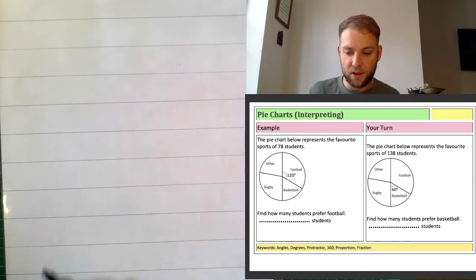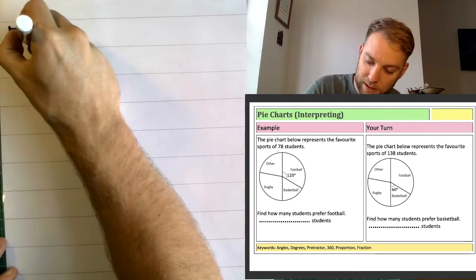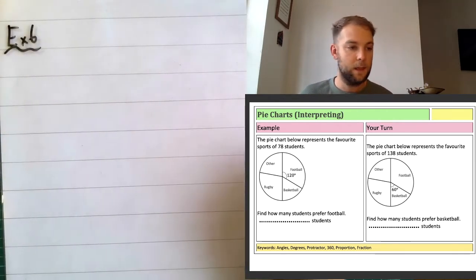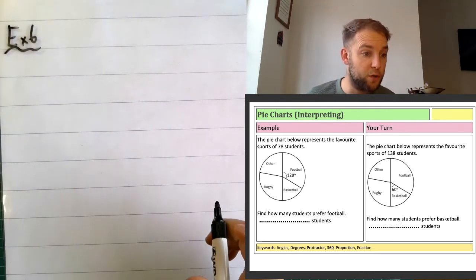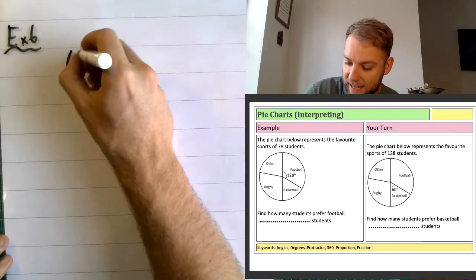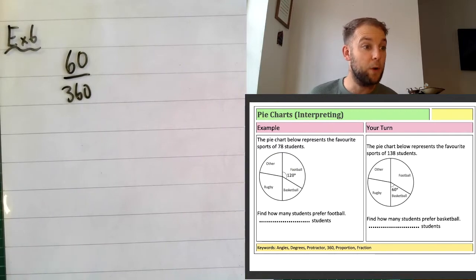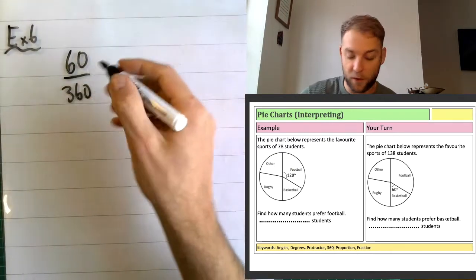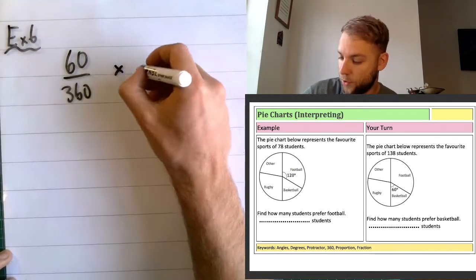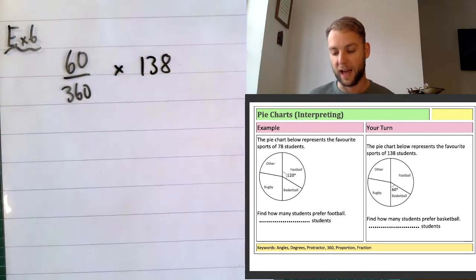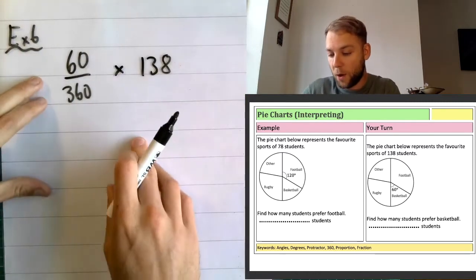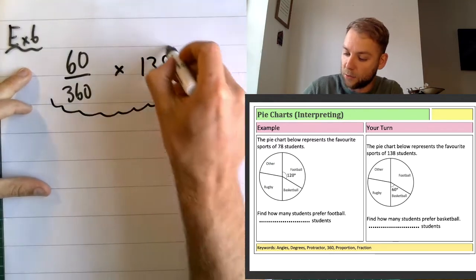Okay, let's have a go at it together. This one here is example 6. So with this one, the proportion of students who like basketball is going to be 60 out of 360. And we want this proportion of 138 students.